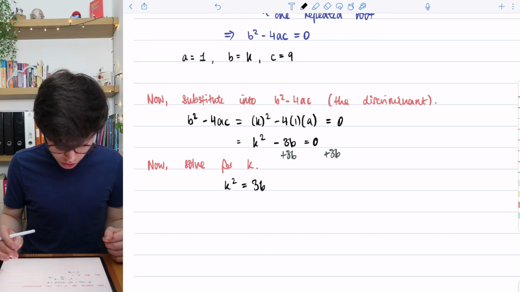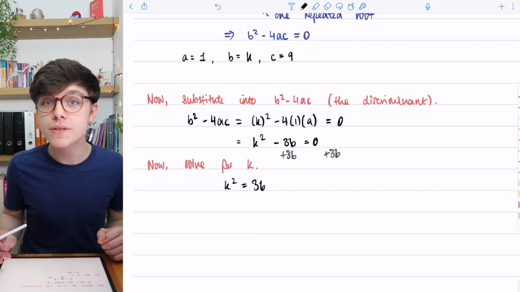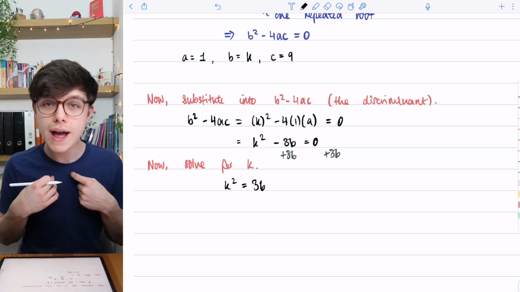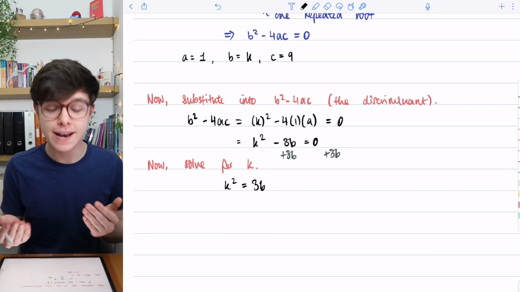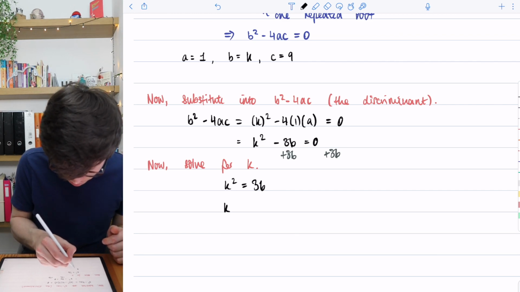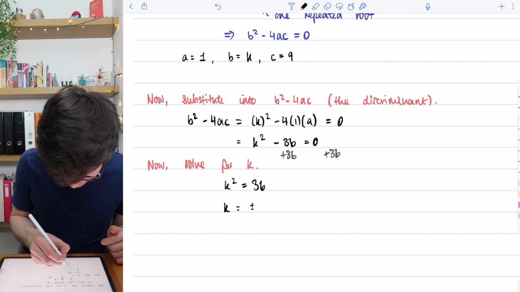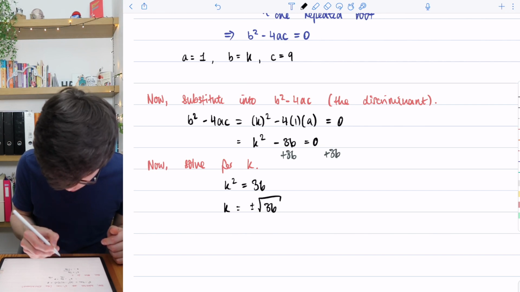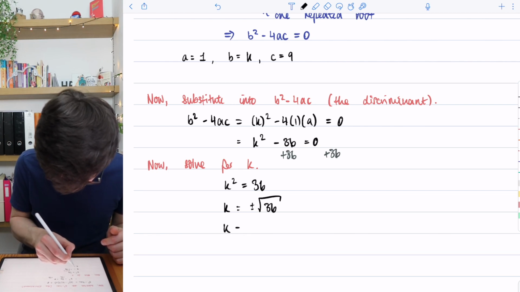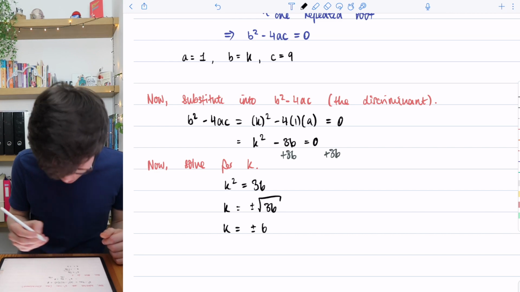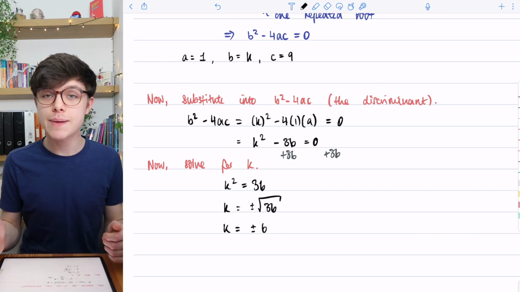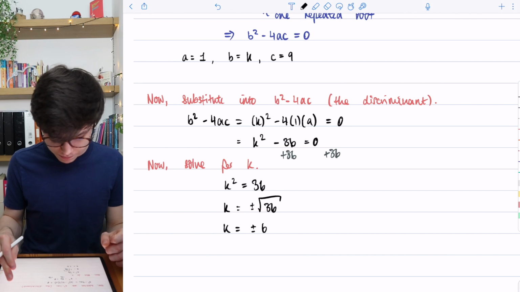And then what we will do is we will square root both sides. When we square root, we're going to get positive and negative. So square root both sides, we'll get k will be equal to plus or minus the square root of 36. So k will be equal to plus or minus 6, because 6 times 6 is 36.